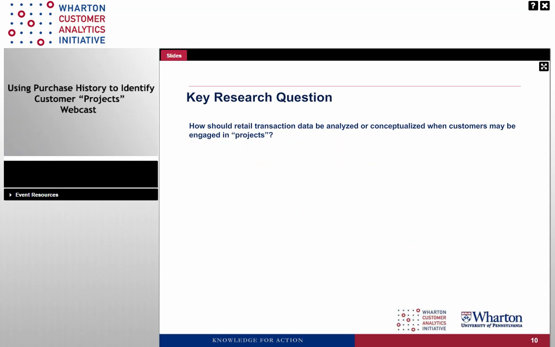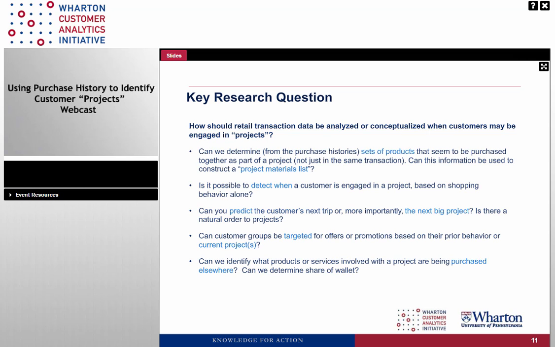So the key research question that comes out of this is, how should retail transaction data be analyzed or thought about when customers are engaged in projects? This leads to a number of related questions. For example, can you determine from purchase history sets of products that seem to be purchased together? Can you assemble a project materials list from this data? Is it possible to detect when a customer is engaged in a project based on their shopping behavior alone? Can you predict the customer's next trip? Or more importantly, what is the next big project?